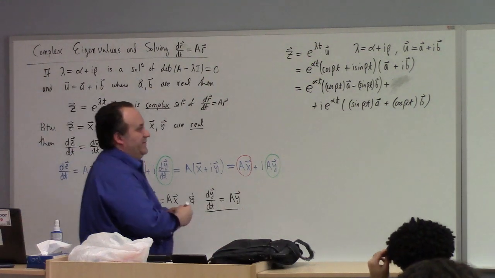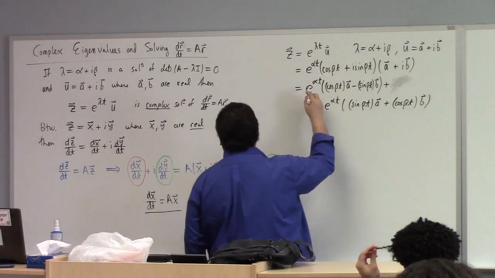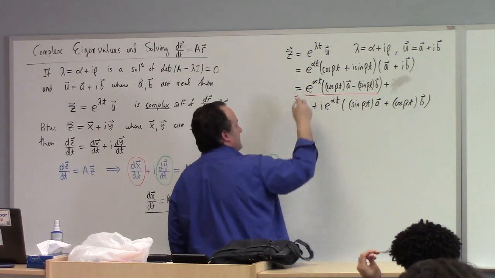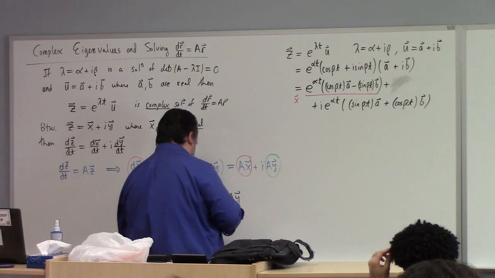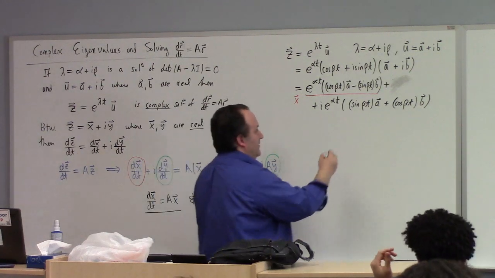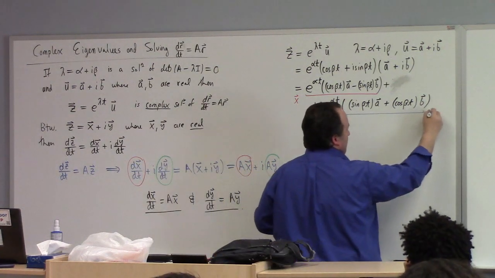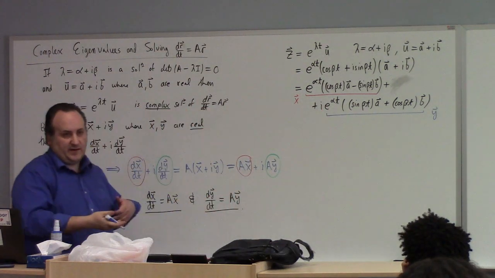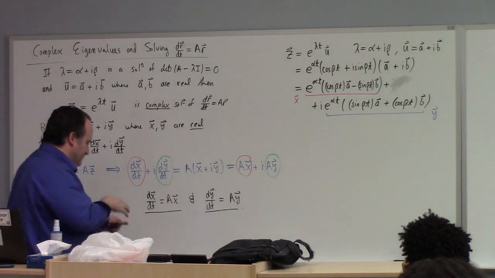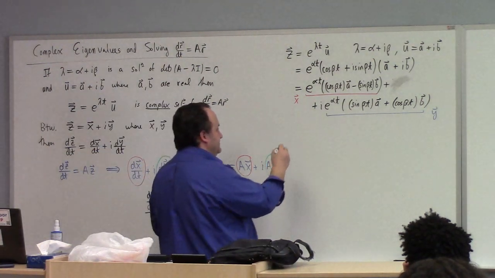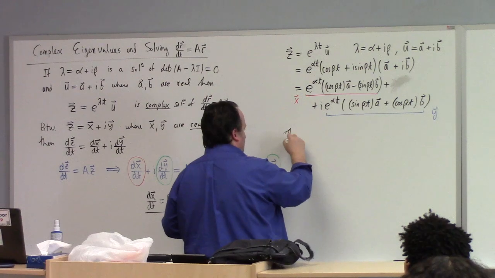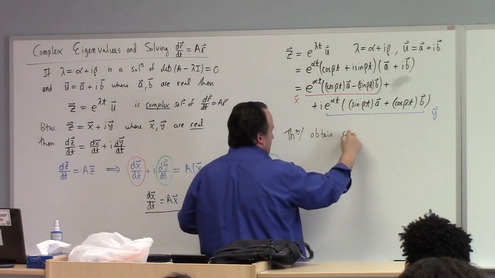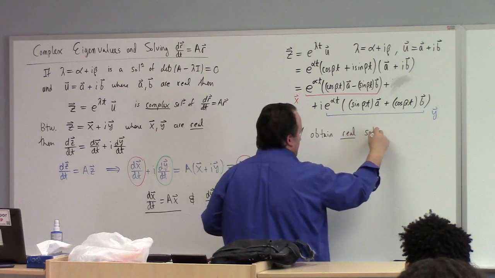So in terms of my previous terminology, you should recognize this business right here is what I was calling x, and this business right here is what I was calling y. Those are separately the real and the imaginary parts of the complex solution. So in this context, we have a theorem. We obtain real solutions.